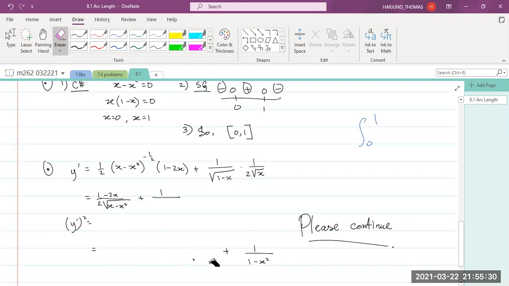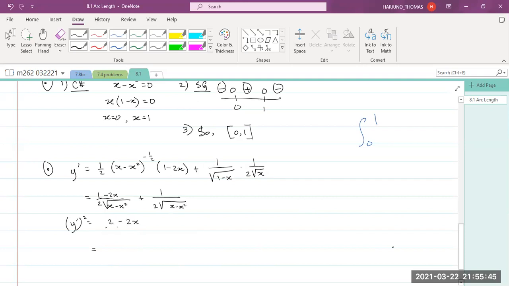Now that helps. I'm sorry, I know it's not supposed to be that ugly. At least I found my mistake. So this is 2 square root of x minus x squared. They actually become really nice. Actually, I can cancel the 2, right? So it becomes 1 minus x over square root of x minus x squared. So if I square it, it becomes 1 minus 2x plus x squared over x minus x squared.